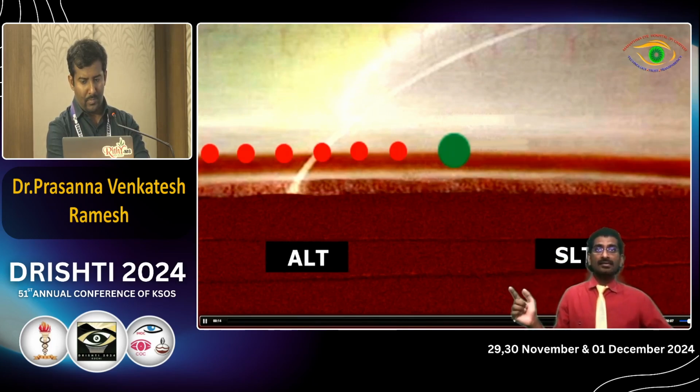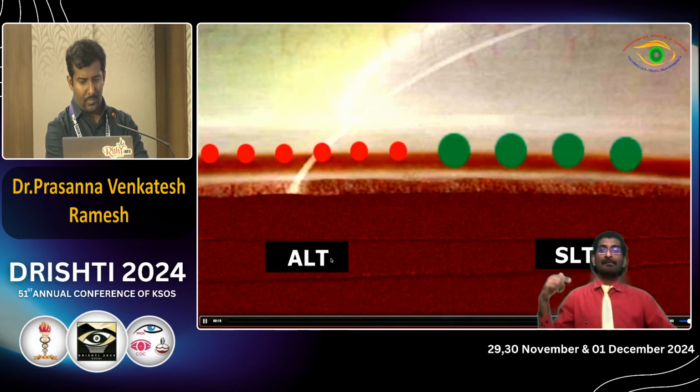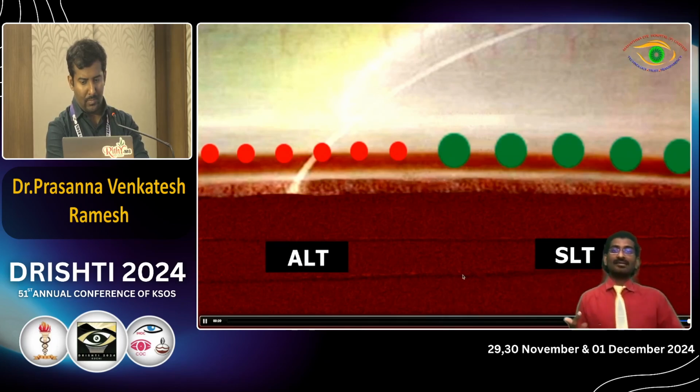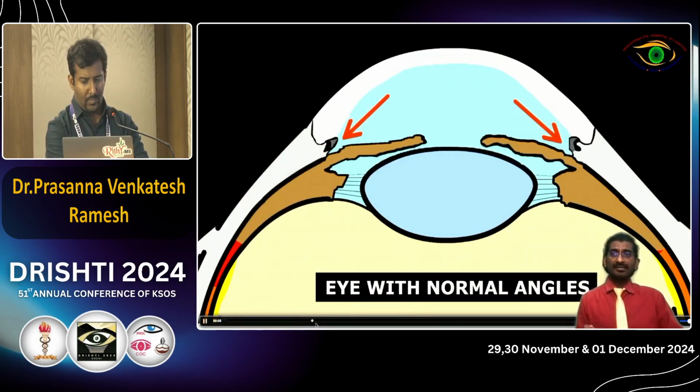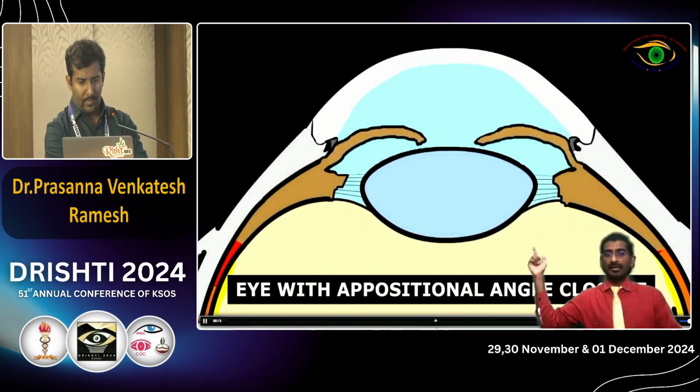And in the SLT, what can you see? The spot size in SLT is much bigger than the spot size in ALT. And this is a video of the argon laser peripheral iridoplasty. So this is an eye with a normal angle. Then after showing the normal angle, I'm showing the appositional angle.